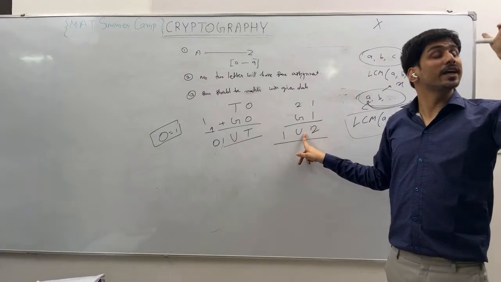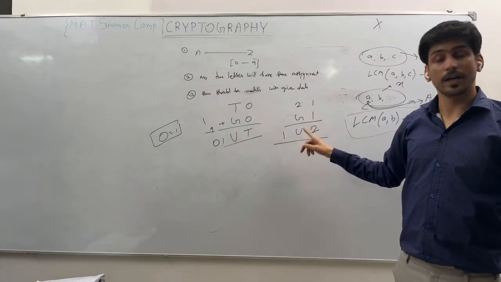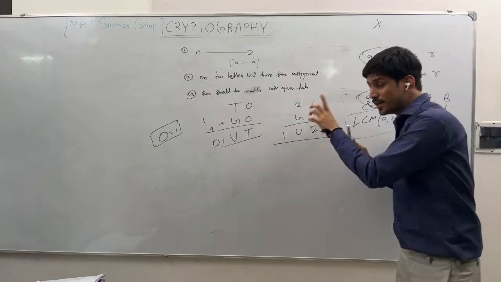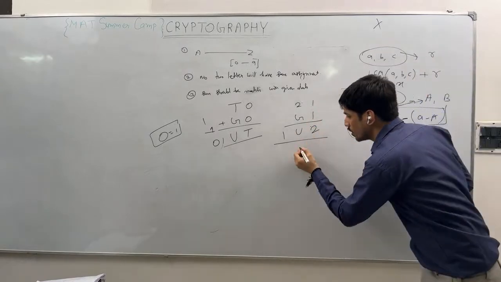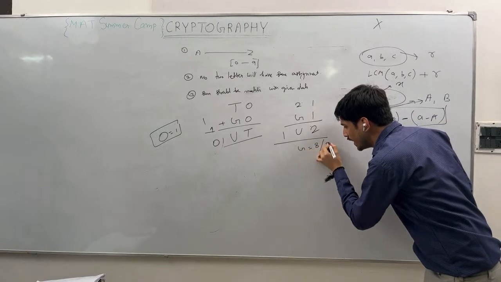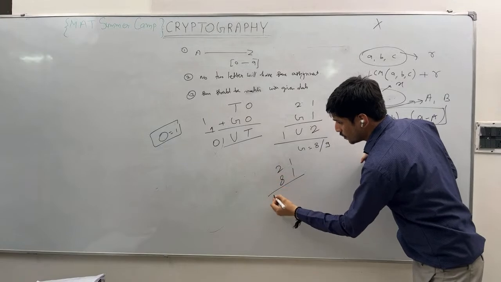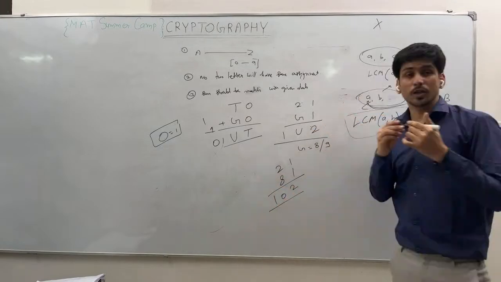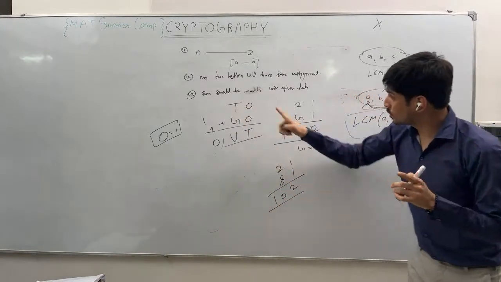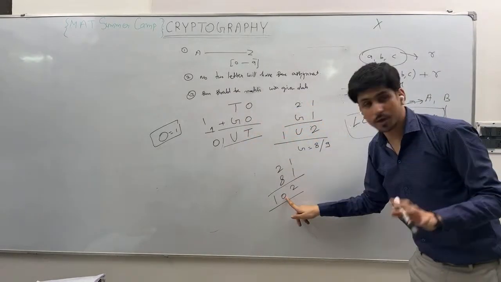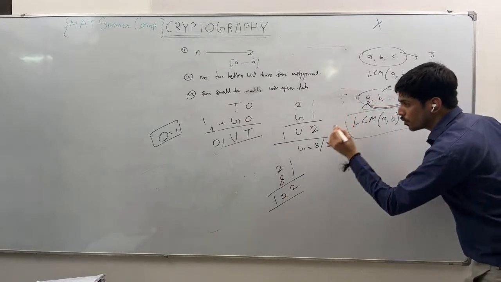Then I have got two options. For G, I can take either 8 or 9. That's why I'm telling you about the problem: for G you have two options, 8 and 9. If you take 8, then what will happen? 102. All letters got a unique value. You see, O corresponds to 1, T corresponds to 2, U corresponds to 0. Now I'll tell you what the problem is if you take 9.